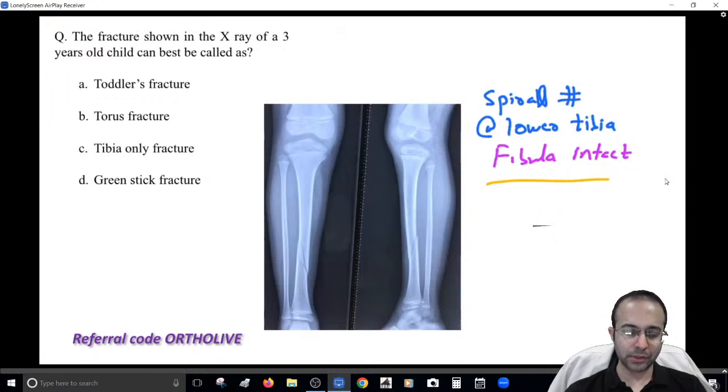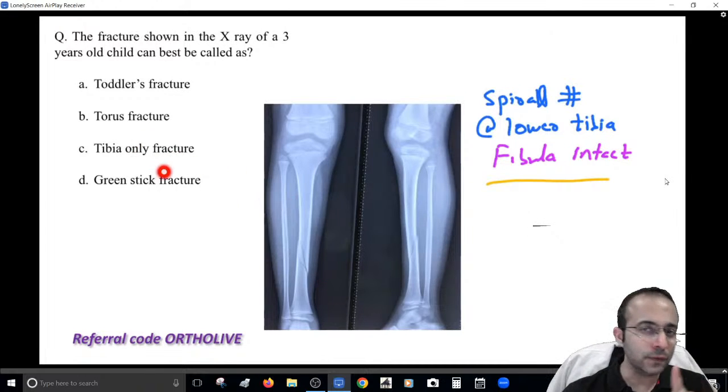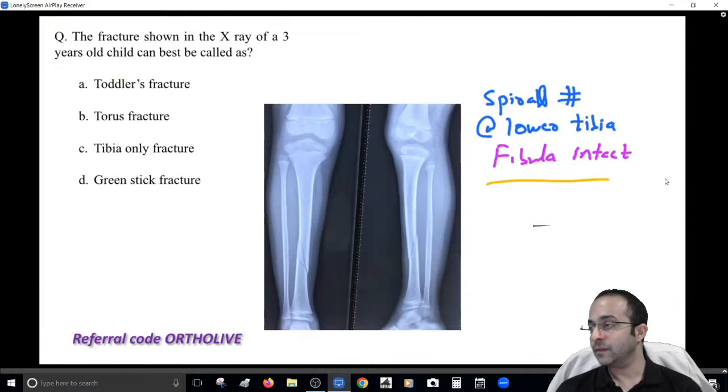So should we call it a toddler's fracture, 3 years age, or should we call it a torus fracture, which is the common fracture pattern you find in children? Or no, it's just a tibia only fracture, fibula is intact? Oh no, this is a green stick fracture pattern that you commonly find in children. Green stick, yes. Okay, Mitu says green stick, Harry says green stick.